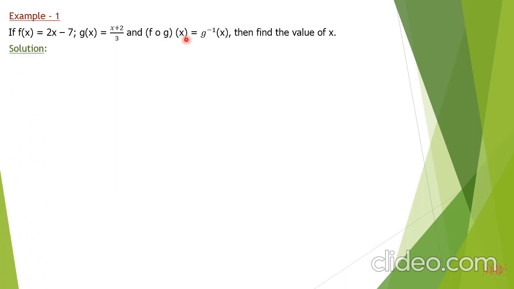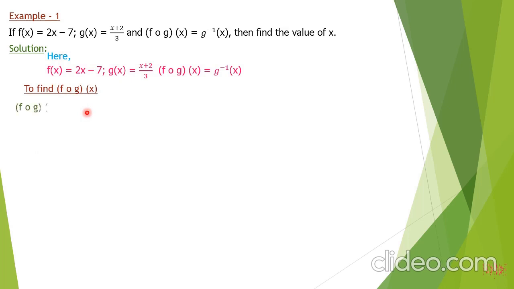Now the solution is here, the two given functions, and the condition is given. Now you can see there are two functions and a condition, and the first thing we are going to do is find the composite. You can find the inverse also. First we are going to do the composite of f and g. Now you know how to find the composite function, isn't it?